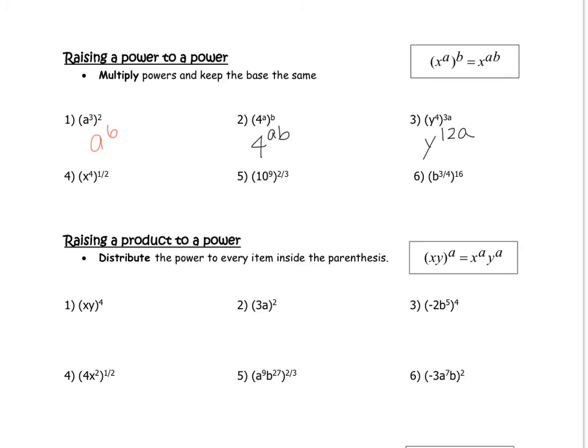Okay, number 4 should be x squared. Number 5 should be 10 to the 6th. And number 6 should be b to the 12th.